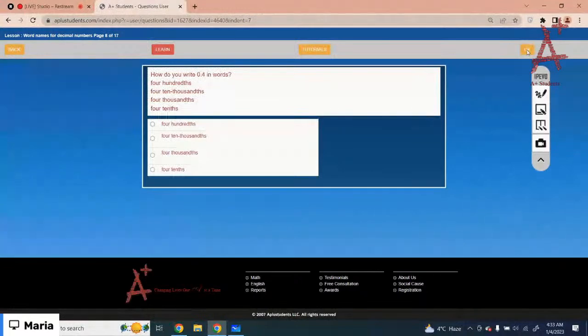Okay, how do you write 0.4 in words? So which of the options is the correct one? 400ths, 4/10,000s, 4,000s, and 4/10ths. So which of the options is the correct one? It is 4 tenths. Got it? The option number 4 is the correct option. Just select the correct option, then click on the OK button.